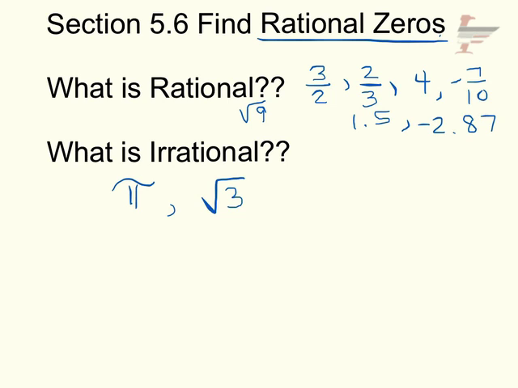So in section 5.6, you're going to be finding rational zeros, which means you're going to be finding zeros that cross the x-axis at some point that terminates or repeats. And if they're irrational, those will be found by getting some polynomial function down to possibly a quadratic, and then that quadratic can be solved to find any other irrational zeros.